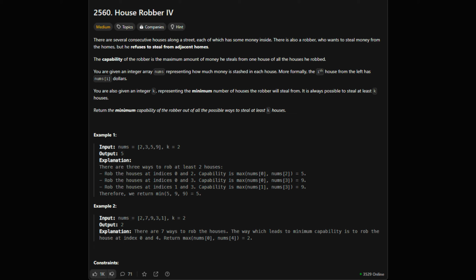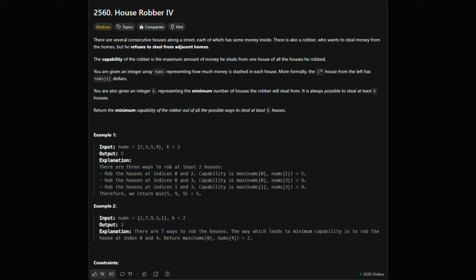This is Leetcode problem 2560, House Robber 4. It's a medium difficulty problem. We're given a street of houses, each with a certain amount of money. A robber wants to steal as much money as possible, but they can't rob adjacent houses. We're also given a minimum number of houses, K, the robber must steal from.